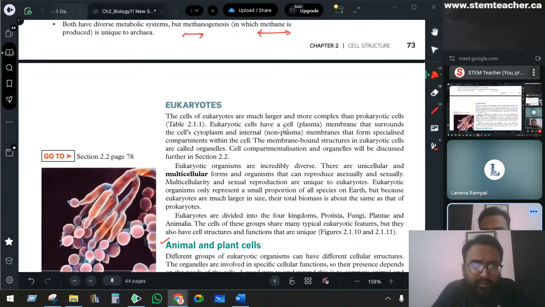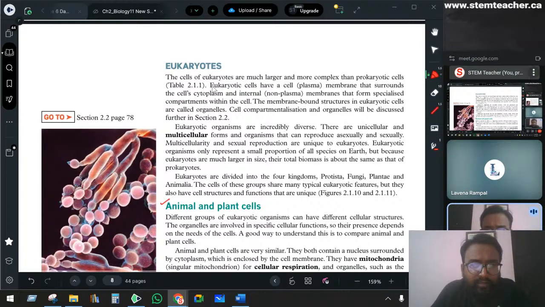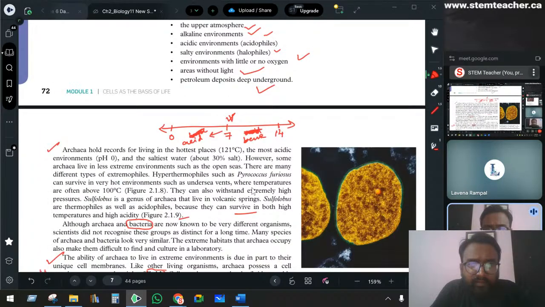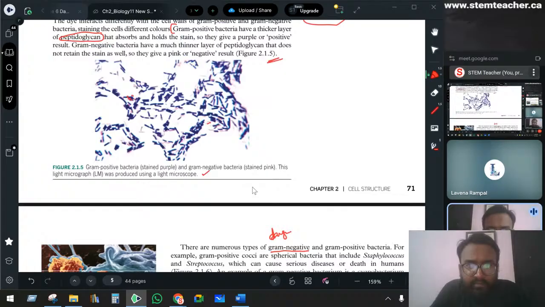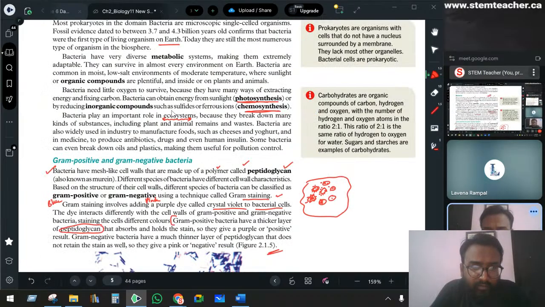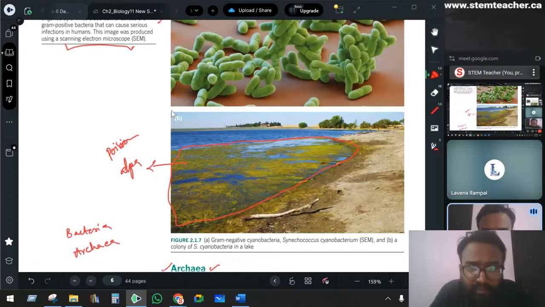Okay, next, eukaryotes. Let's continue this in the next class. Okay, so it is 7/5/25 at 4:35. I will recall each and everything in the next class about this bacteria and archaea, which are prokaryotic. In the next class I will go a little bit more advanced.